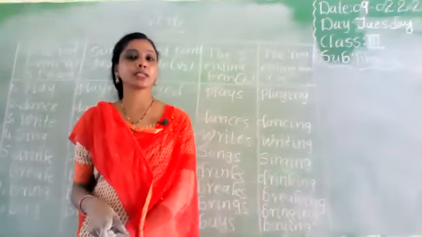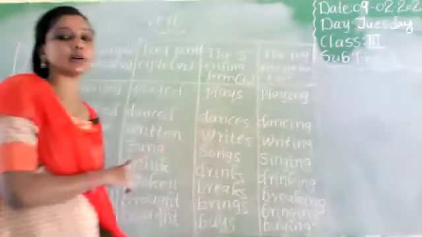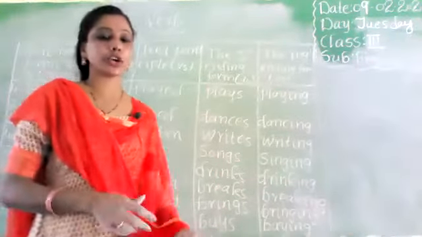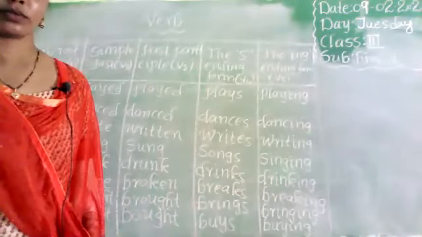Hope you understand today's class. I'm going to conclude here. First you should learn these verb forms. These five types of verb forms you have to learn. Okay, thank you.